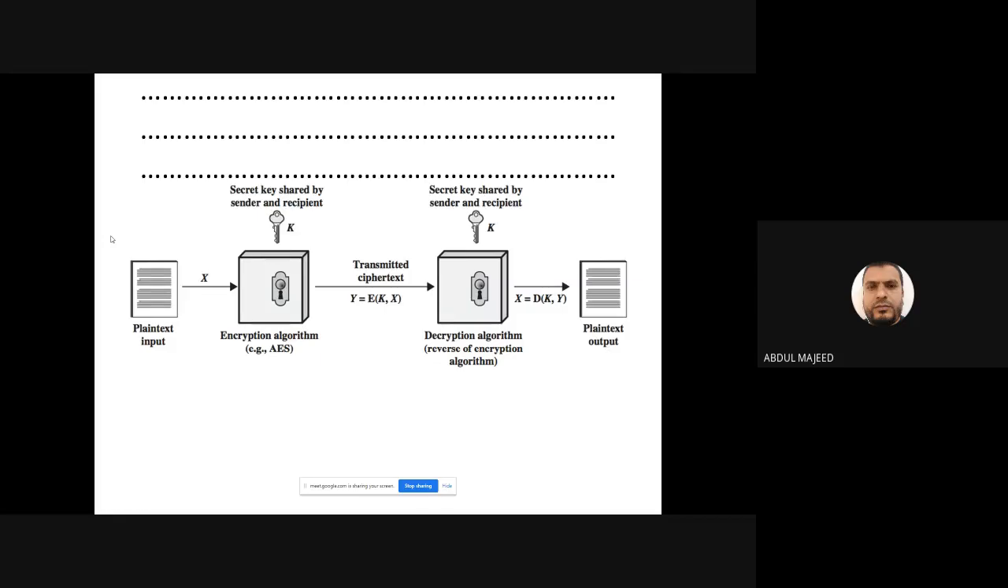So mathematically you need to present this conventional encryption model as Y equals E of K comma X, and X equals D of K comma Y. I have explained this here.